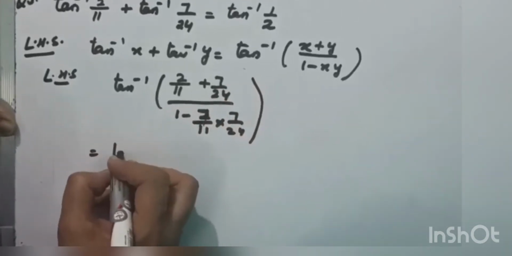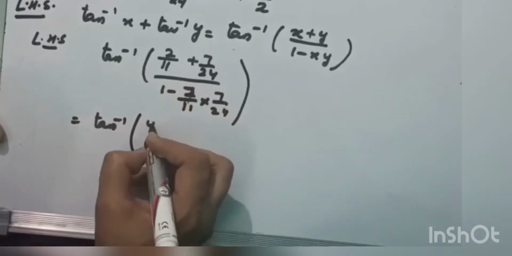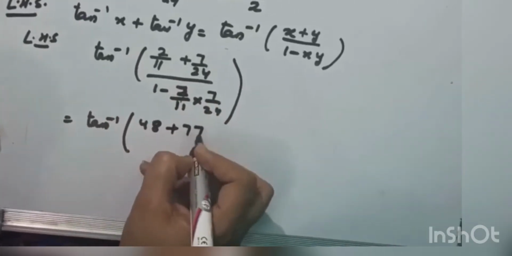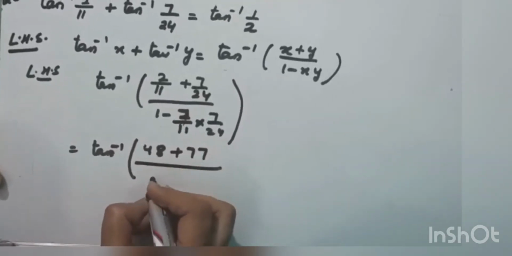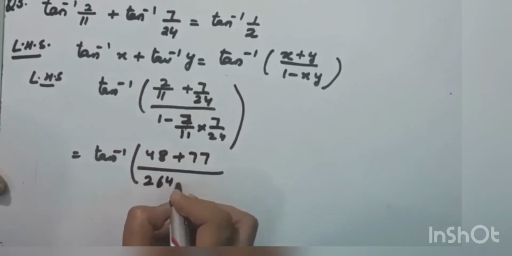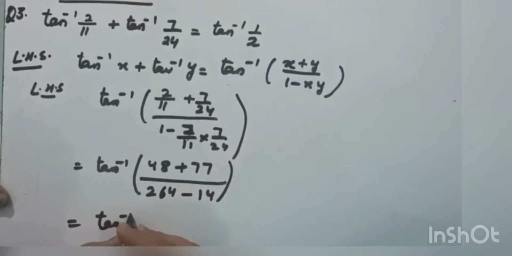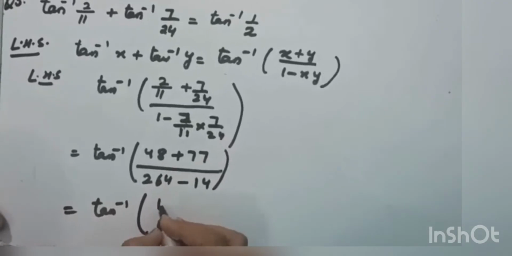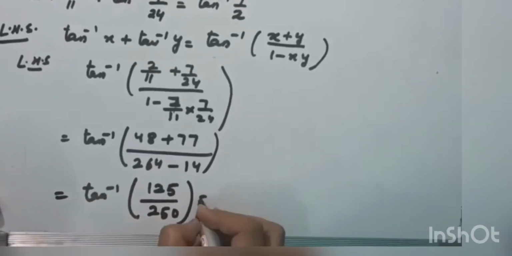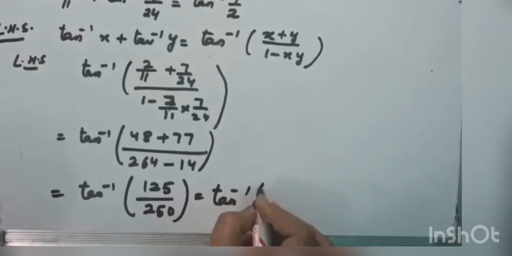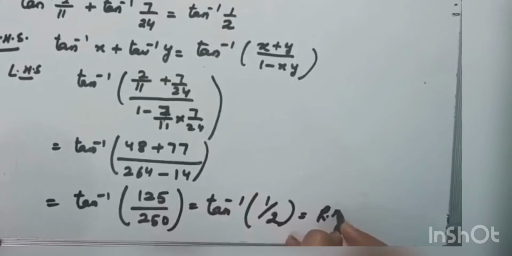Now we only have to simplify this. When you take the LCM, we get (48 plus 77) divided by 11 into 24, over 264 minus 14. So it becomes tan inverse 125 upon 250. When you simplify this, you have tan inverse 1 by 2. This is our right hand side.